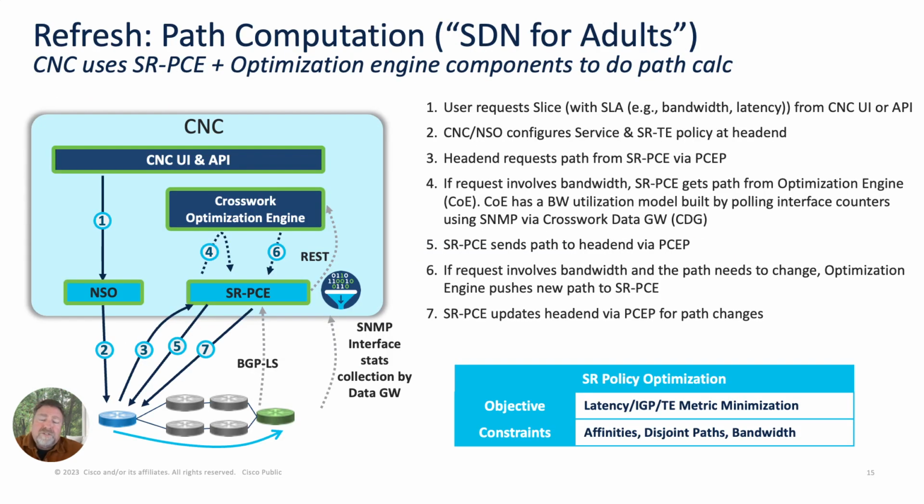So one of the other features that we have is, again, our path computation element, which works hand in hand with the optimization engine. And all of these components together make up our Crosswork Network Controller. So these are things that are under the hood of the Crosswork Network Controller. And you can see here is an example of how a slice gets requested and certain policies are pushed down to the head-end router, which then trigger the head-end router to then set up a series of tunnels with the path computation element. So this is how that might work.